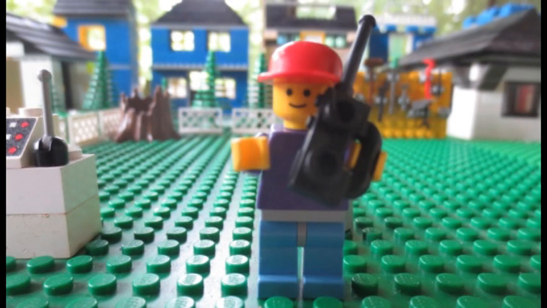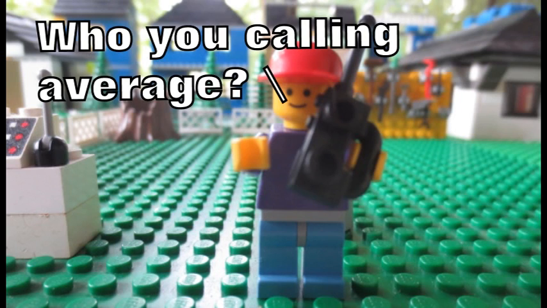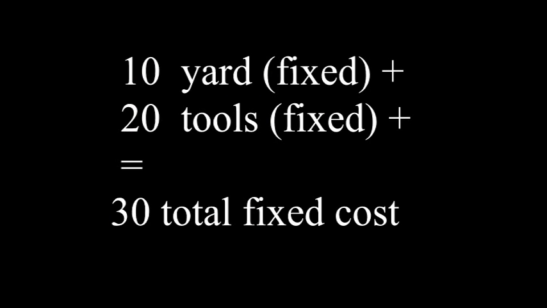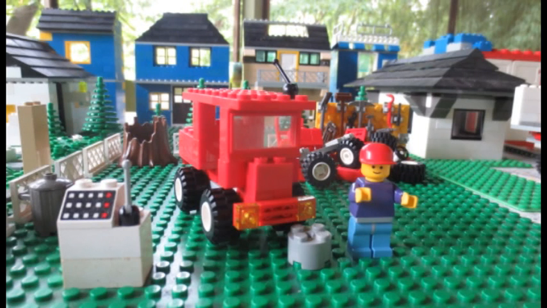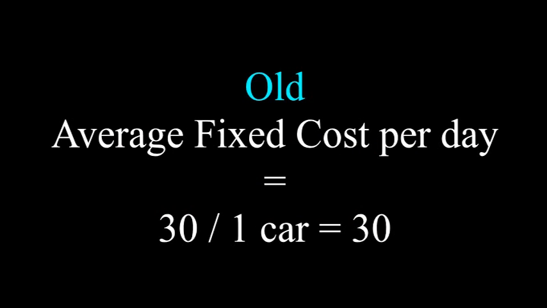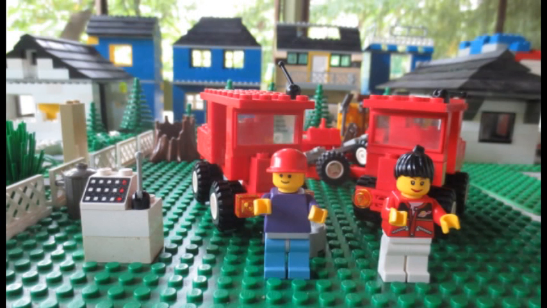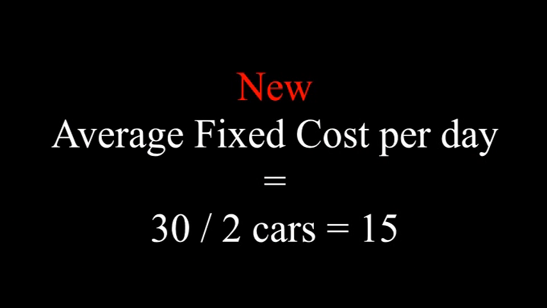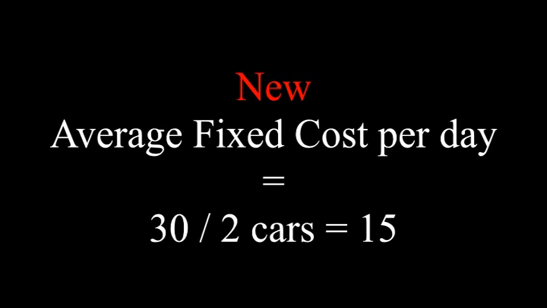To think about spreading fixed costs, it may be easier to think in terms of averages. Let's say the total fixed cost from the yard and tools for a day is 30 pieces. If Eric builds 1 car in 1 day, then all the fixed costs for that day would be included in the cost of making that 1 car. The average fixed cost would be 30 divided by 1 equals 30. If instead he built 2 cars in a day, then the fixed cost would be shared between the 2 cars. The average fixed cost would be cut in half. 30 divided by 2 equals 15 pieces per day.